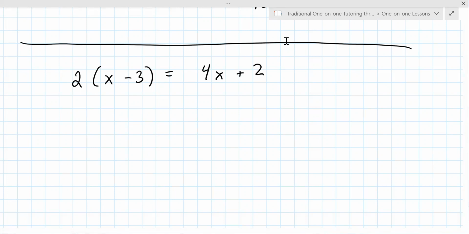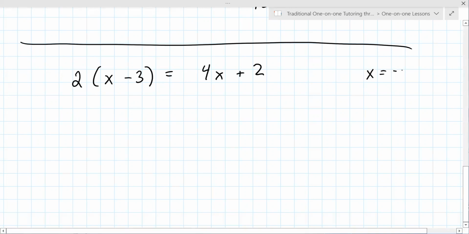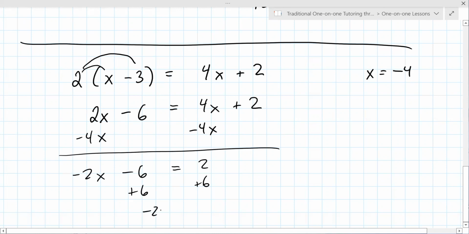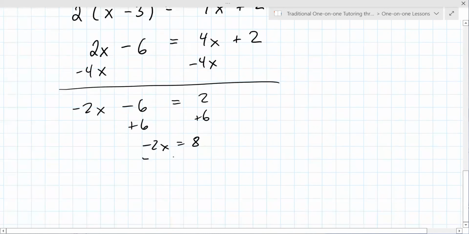What's your answer? -4. Okay, so let's check your work here. Did you multiply the 2 to both of these terms? Yes. Did you get 2x minus 6? Okay, now did you move the 4x or the 2x? 4x. So you subtracted 4x from both sides. So you got -2x minus 6 equals 2. Did you add 6 to both sides? Yes. So -2x equals 8. And then you divided both by -2. x equals -4. Good.